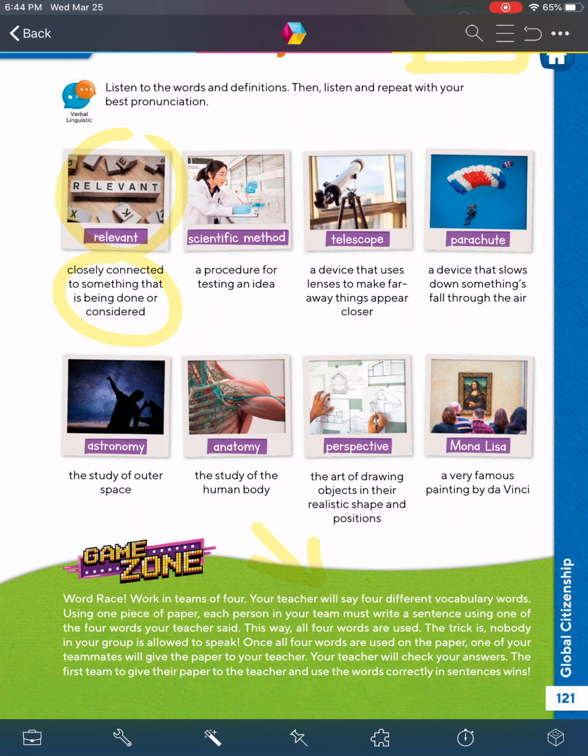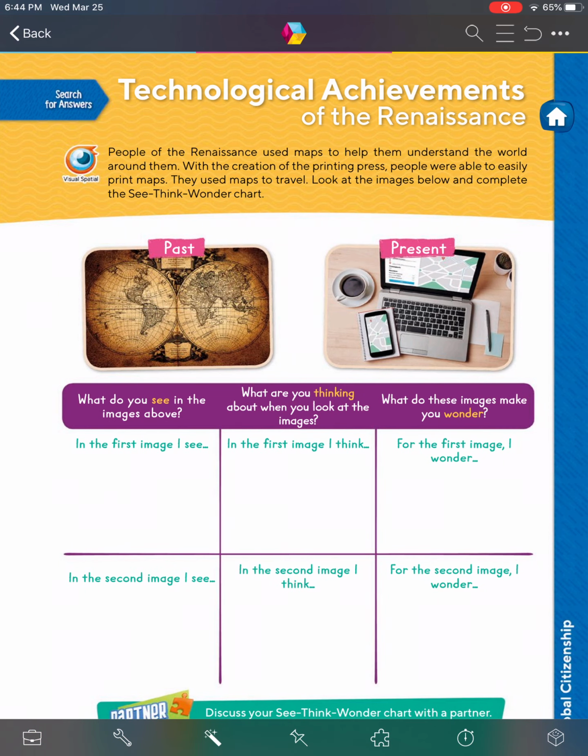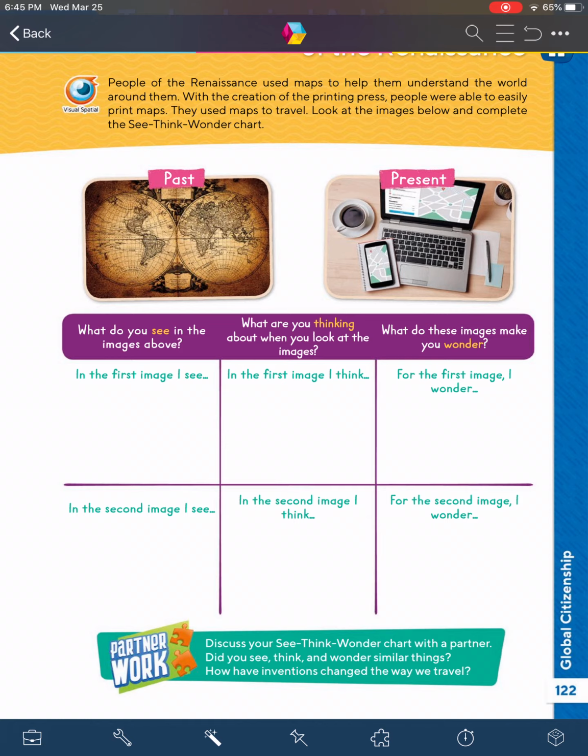Okay? So, if the first word is relevant, you have to think about a sentence and write it down using the word relevant. For example, I think going to school is relevant in our lives. That's only an example. Okay? So at the end, you have to be sure that you have 8 sentences, one for each word of this vocabulary section. Ready? Okay. And last but not least, we have this last page, page 122 on global citizenship.